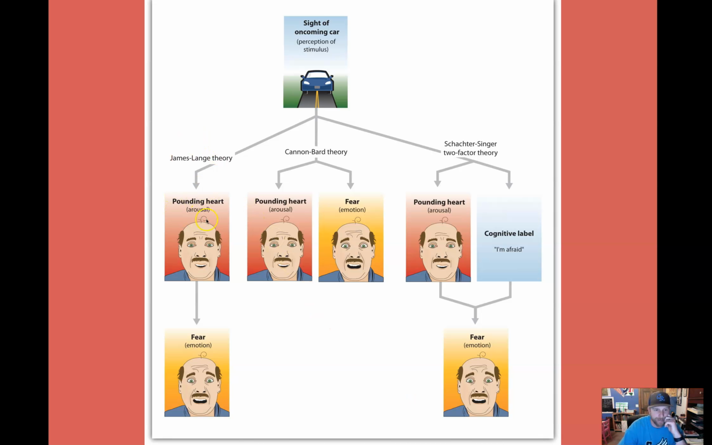And so here are our three theories. We have the James-Lange theory, Cannon-Bard theory, and then the Schachter-Singer two-factor theory. And that's all that's going on.